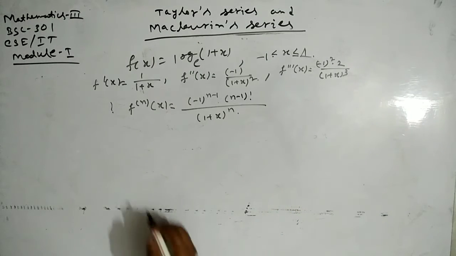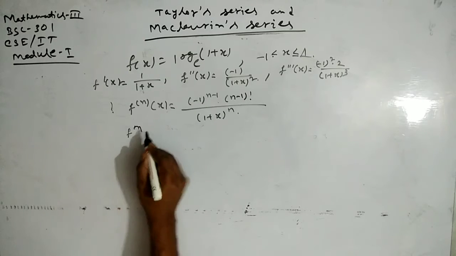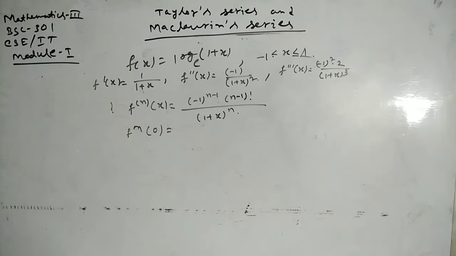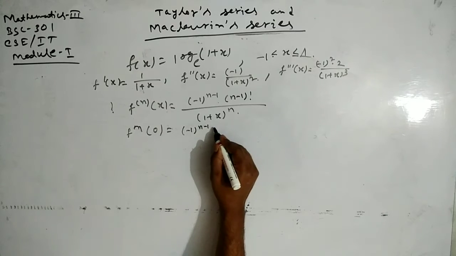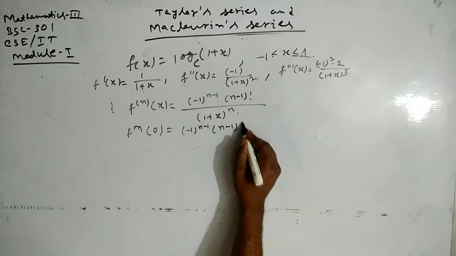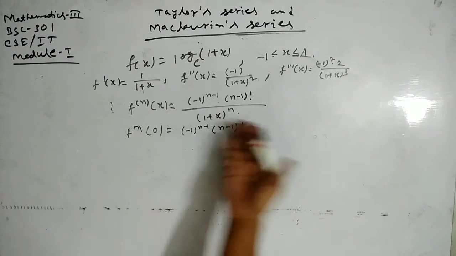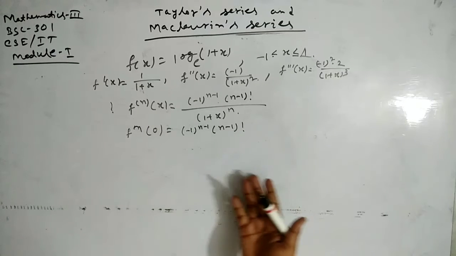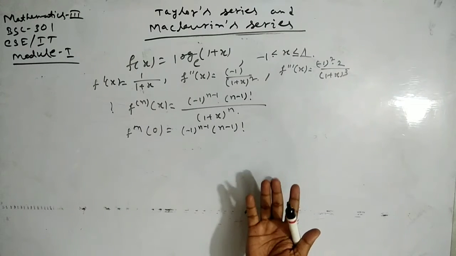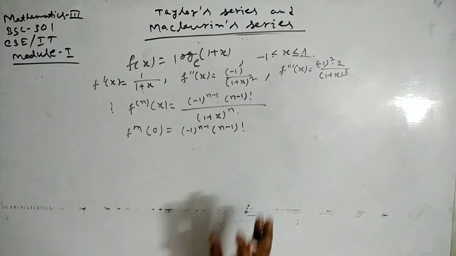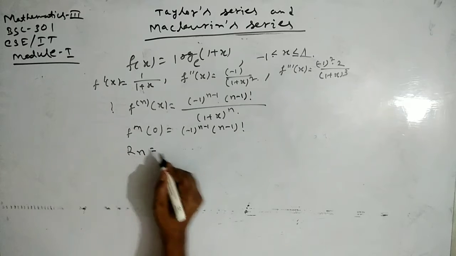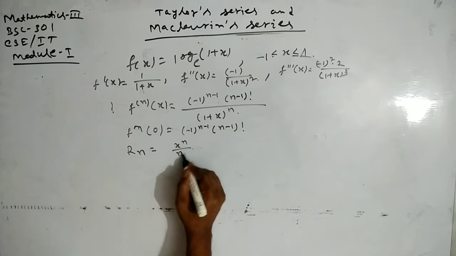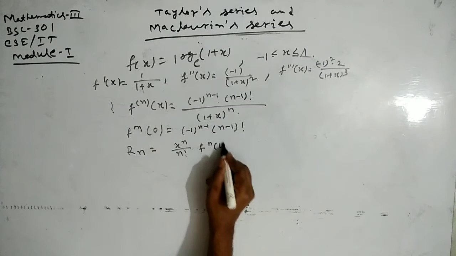Therefore fn 0, the value of the nth order derivative at x equal to 0, will be -1 to the power n minus 1 into n minus 1 factorial. So if we take Lagrange's form of remainder, that is Rn will be x to the power n by n factorial fn theta x.